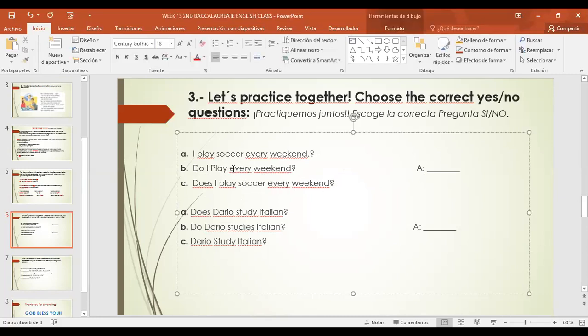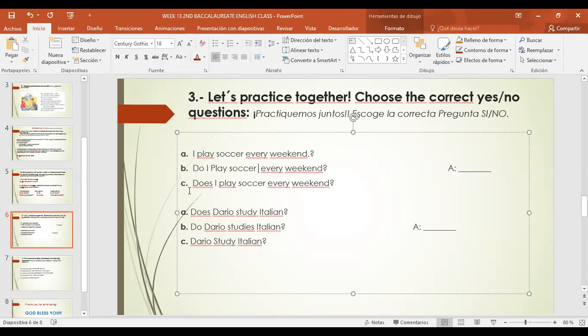Ok, entonces, vamos a poner aquí esto. I'm sorry, guys. Ok, here. For you guys, which one is the correct question? Entonces, ¿cuál es para ustedes la correcta? Ok, the first one, A, B, or C. I play soccer every weekend. Do I play soccer every weekend? Does I play soccer every weekend? Which one is the correct? ¿Cuál es la correcta? A, B, o C?